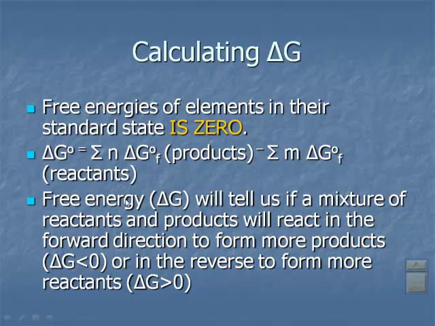So, the free energy delta G will tell us if a mixture of reactants and products will react in the forward direction to form more products, or in the reverse to form more reactants. Okay, so basically the sign of delta G will tell you if it's spontaneous as the way it's written, and if it is, good, but if it's not, it'll be spontaneous in the reverse direction.